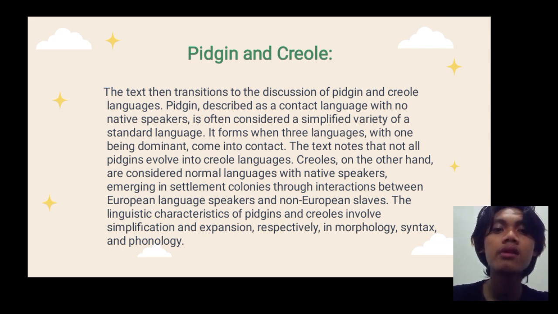Creoles, on the other hand, are considered normal languages with native speakers, emerging in settlement colonies through interaction between European language speakers and non-European slaves. The linguistic characteristics of pidgins and creoles involve simplification and expansion respectively in morphology, syntax, and phonology.